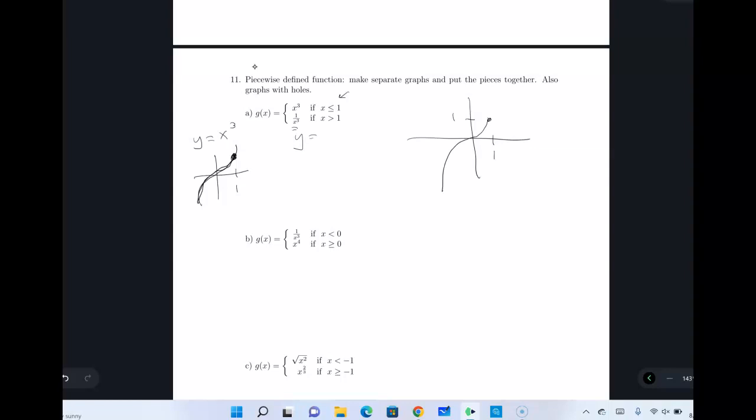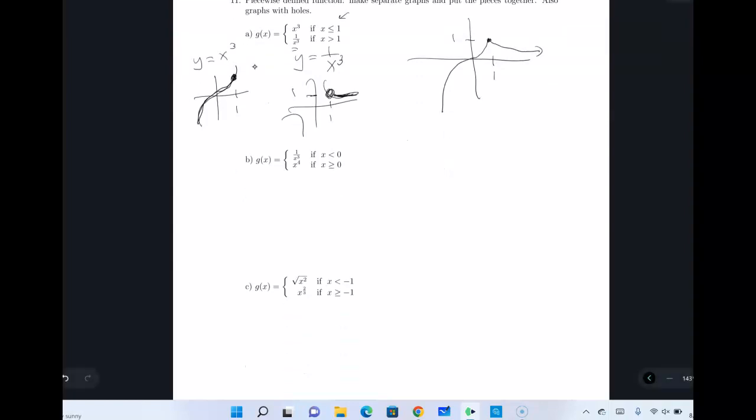And then 1 over x cubed, got to know your basic graph, that's like the hyperbola. And I want when it's bigger than 1. So from this point out, and that y value happens to be 1 also. So here says don't include, this one says include, so include wins. So that's the piecewise graph.